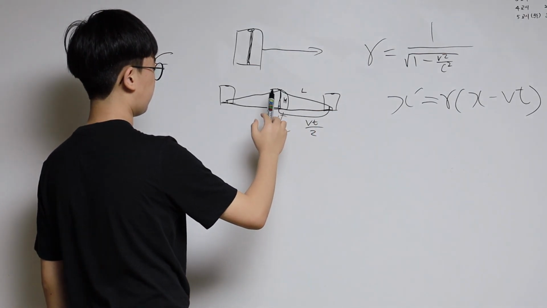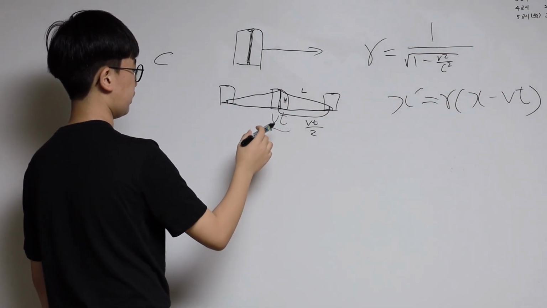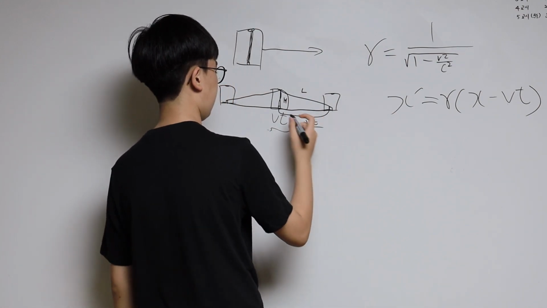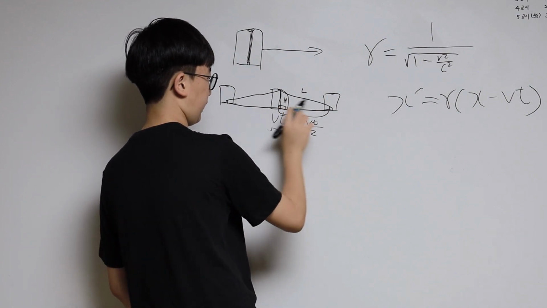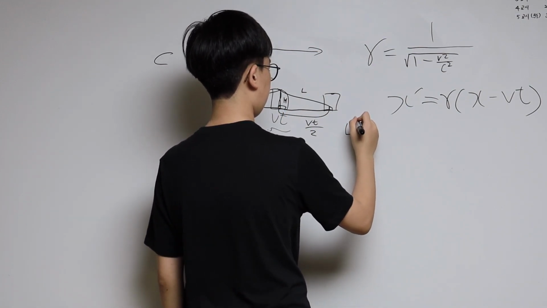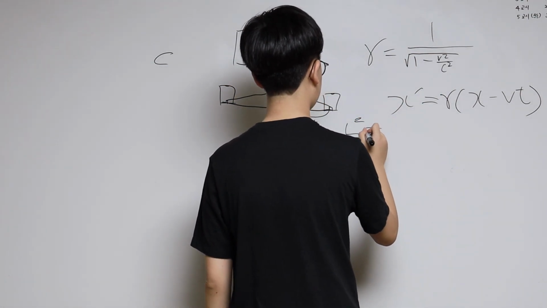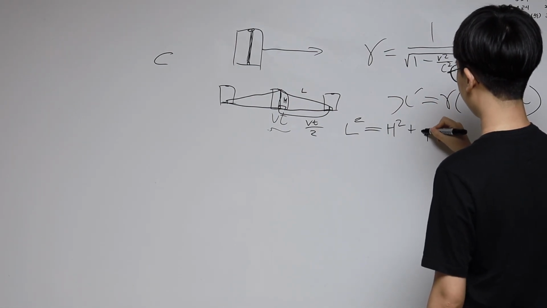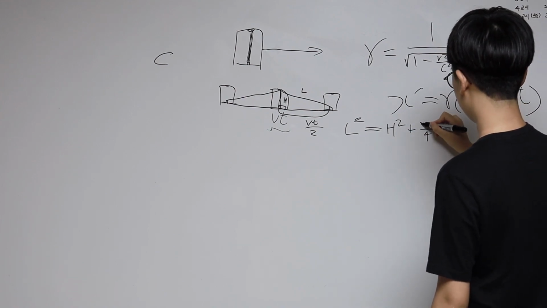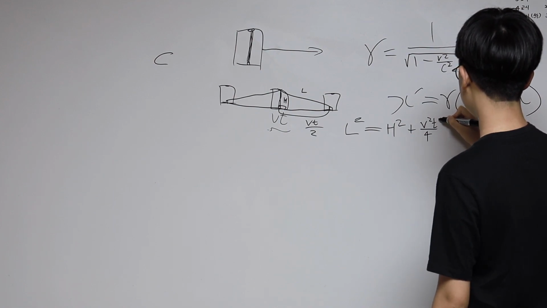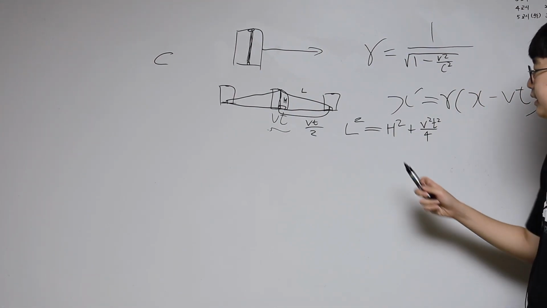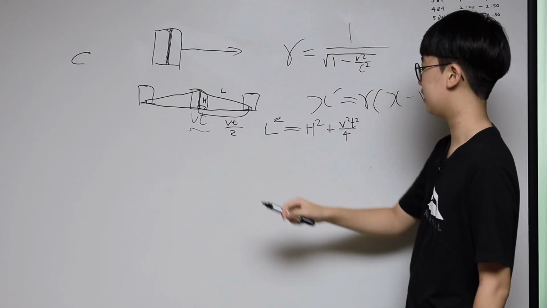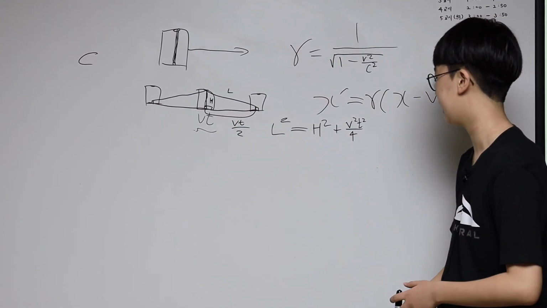And now, using the Pythagorean theorem, well, this is of course a 90-degree angle, and so L squared is equal to h squared plus 4 v squared t squared over 4, because this squared is that, this squared is that, and because this is a 90-degree angle, this makes sense because of the Pythagorean theorem.